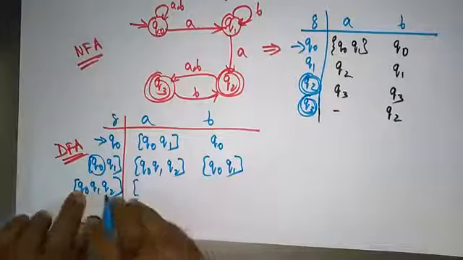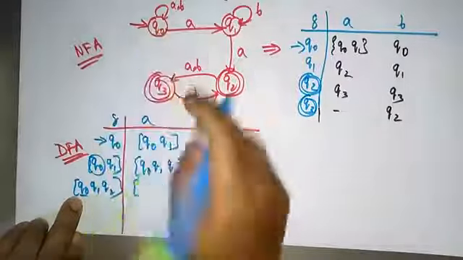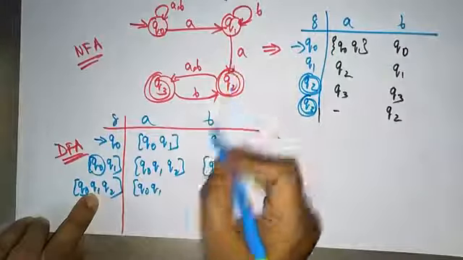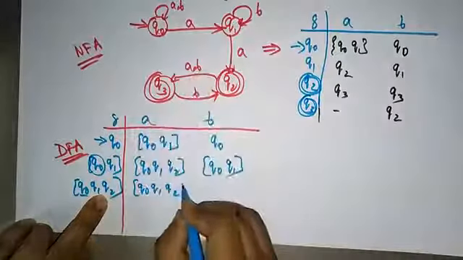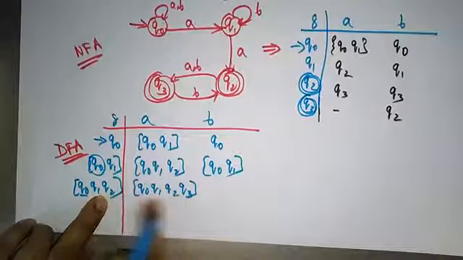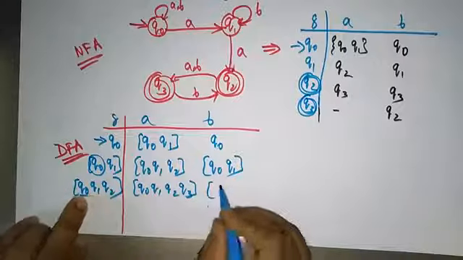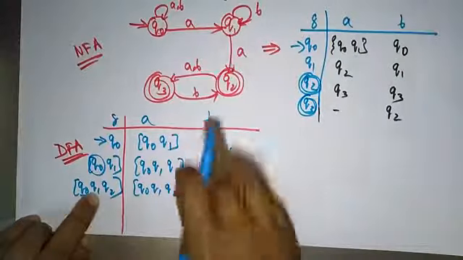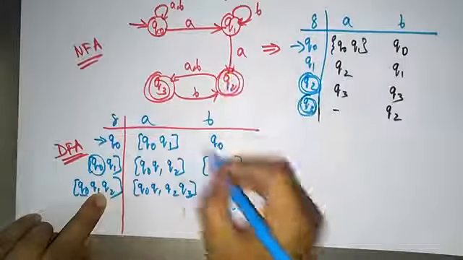Now check. First take Q0 on A. Q0 on A goes to two states, that is Q0, Q1. Q1 on A goes to Q2. And Q2 on A goes to Q3. I just make it a union, and completely make it one single state. Now Q0 on B goes to Q0, Q1 on B goes to Q1, and Q2 on B goes to Q3.